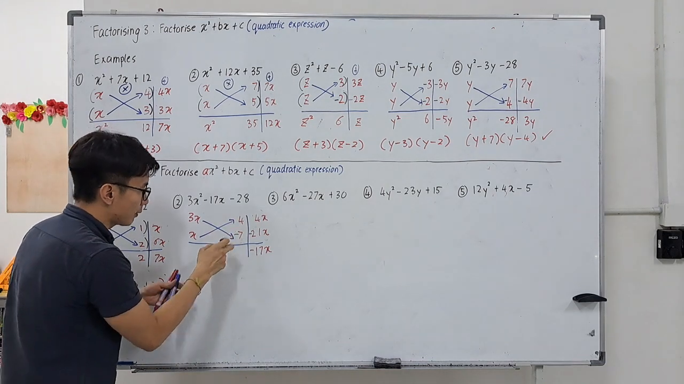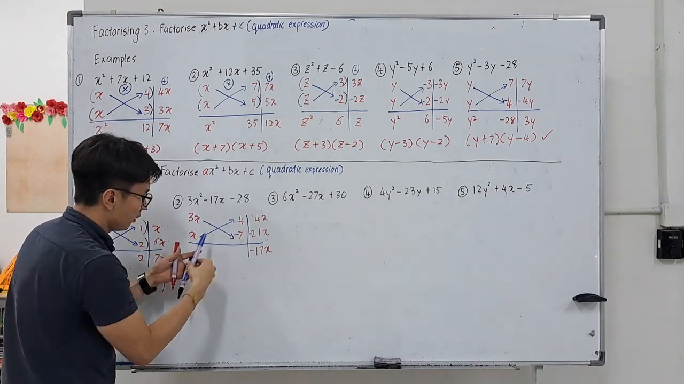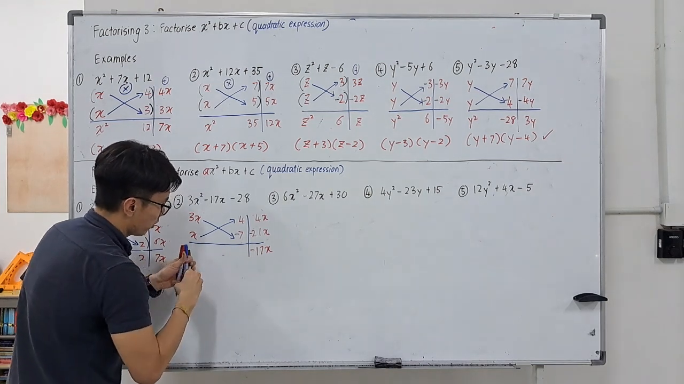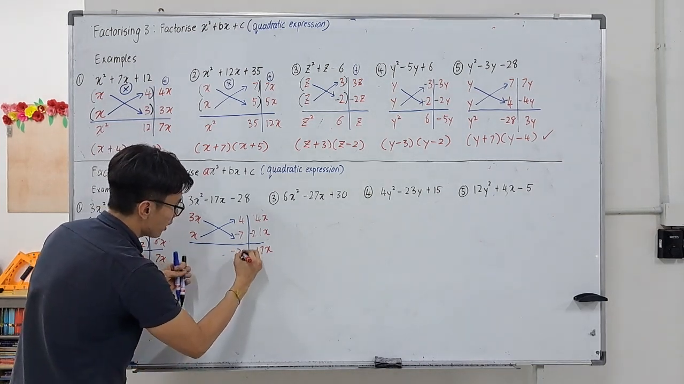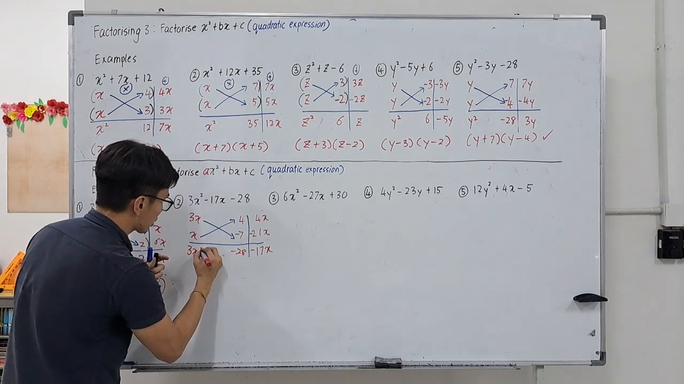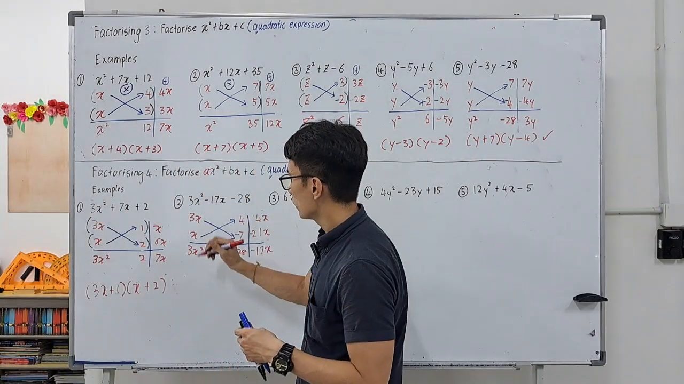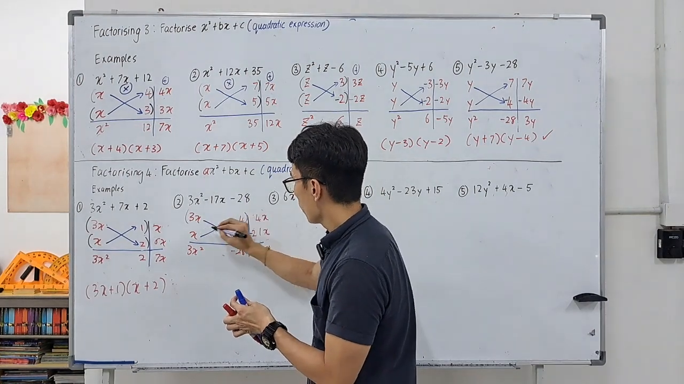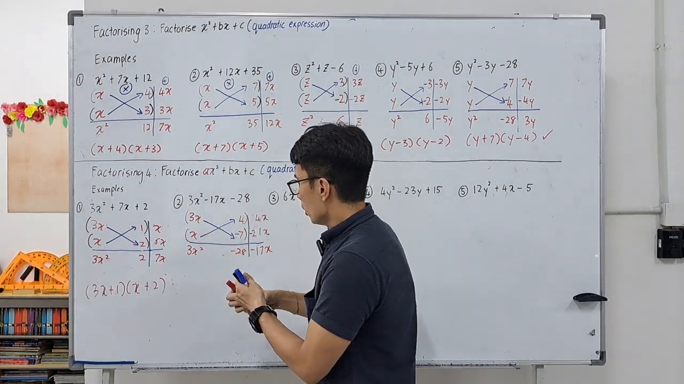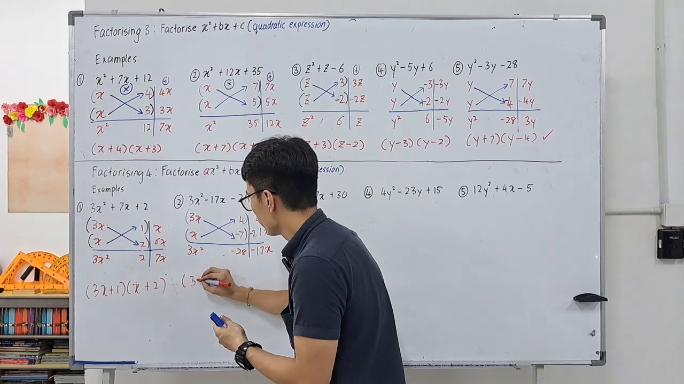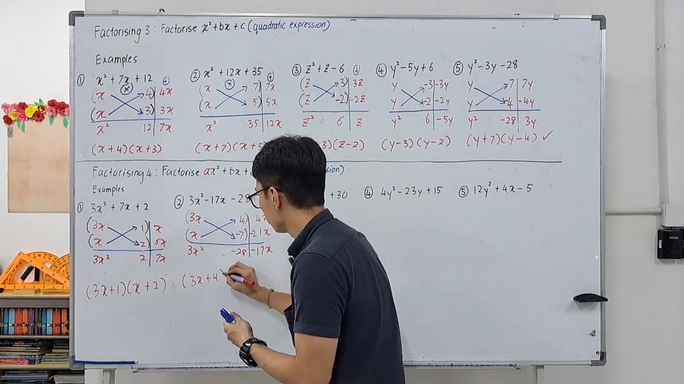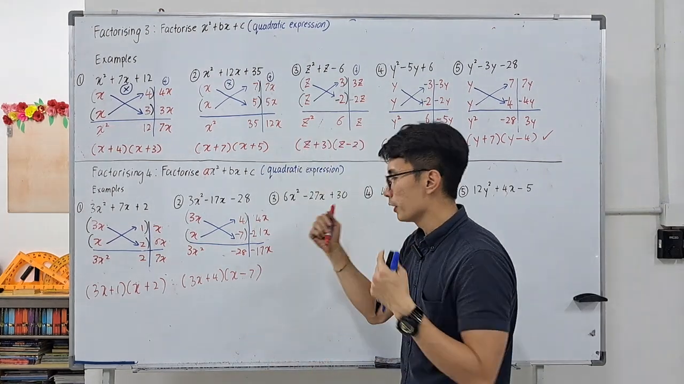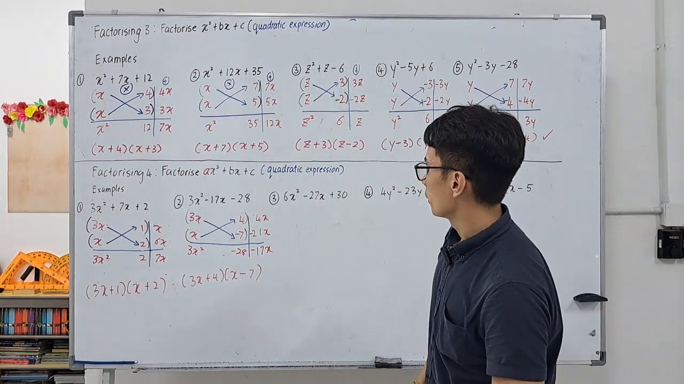And true enough, 4 times negative 7 will give you negative 28, and this one over here is going to be 3x squared. So our final answer, again, we're going to write horizontally, like this: 3x plus 4, and over here, x minus 7. Okay, done.